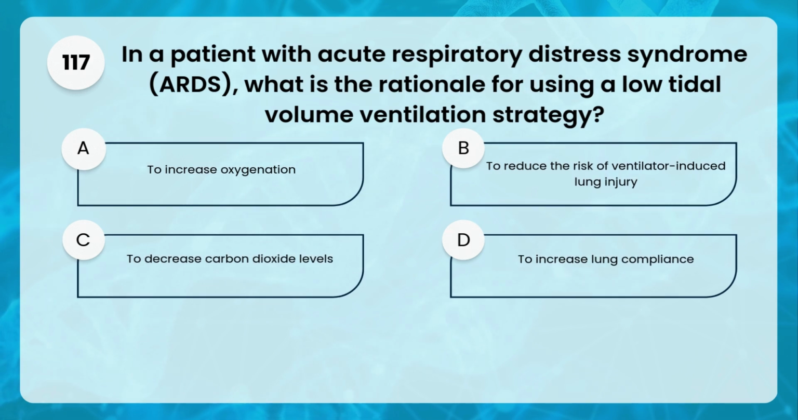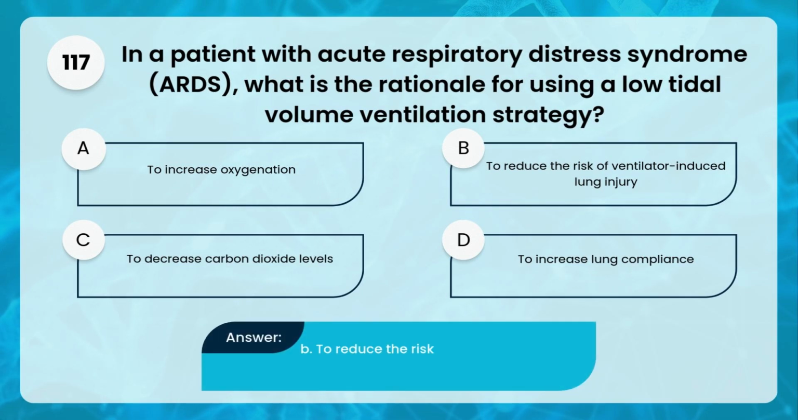117. In a patient with acute respiratory distress syndrome, ARDS, what is the rationale for using low tidal volume ventilation strategy? A. To increase oxygenation. B. To reduce the risk of ventilator-induced lung injury. C. To decrease carbon dioxide levels. D. To increase lung compliance. The answer is B. To reduce the risk of ventilator-induced lung injury.